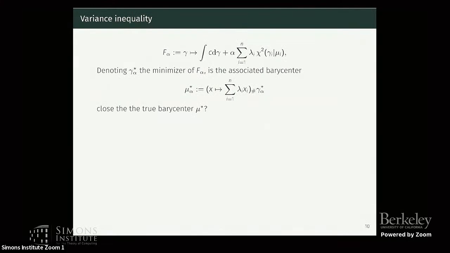So what we've done so far is try to understand if f alpha is a good thing to consider and minimize. Namely, if we minimize f alpha and get our gamma star alpha, and look at the barycenter associated to it, which is the push forward with the average in the underlying space of my gamma alpha star, is this mu alpha star, my approximate barycenter, close to the true barycenter mu star?